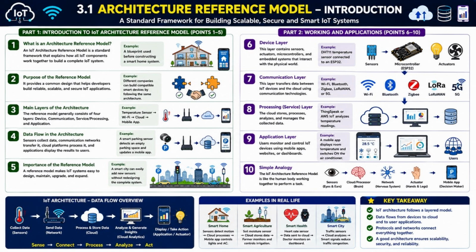Similarly, a light sensor detects darkness and the ESP32 controller will process the data. Then it will send a command signal to the relay. The relay will turn on the light automatically. All these things work with the help of IoT architecture reference models only.